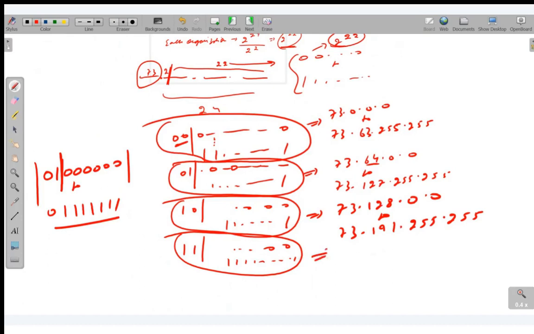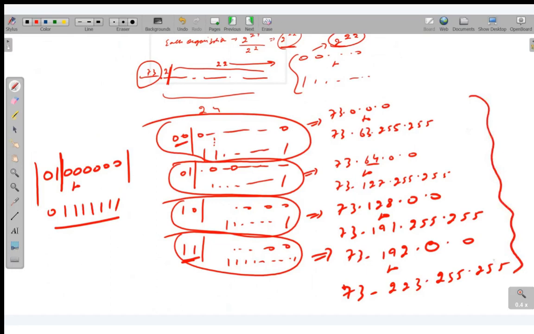So next, 73 dot. So this is one here. All zeros, 6 zeros, 192. I have told you the special number 192 dot 0 dot 0. Till what point will I go? 73 dot 192 plus 63, that is 223. Yes, sir. That's it. So these are the first and last addresses of each subnet. This is for subnet number 1, subnet number 2, subnet number 3, subnet number 4.